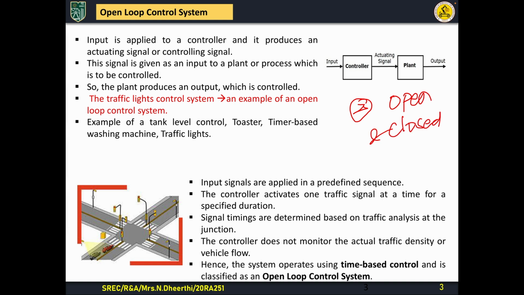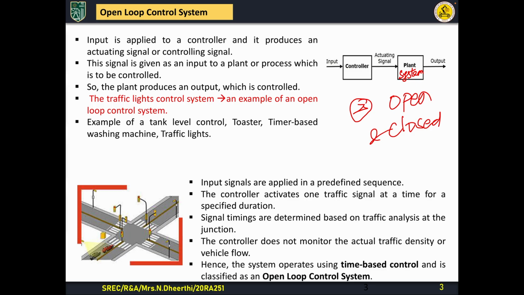First we'll look into the open loop control system. You can see the simple block diagram of an open loop control system. The plant here represents your system. For the system, the input comes from a controller. You have an input to a controller, and from the controller you get an actuating signal that is given to your system, and you get an output. So this is the normal open loop control system.